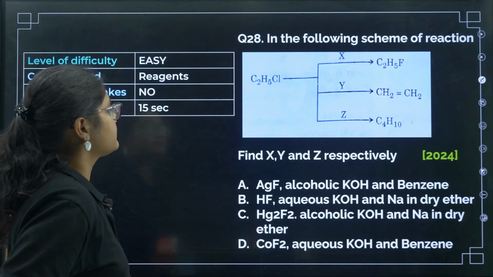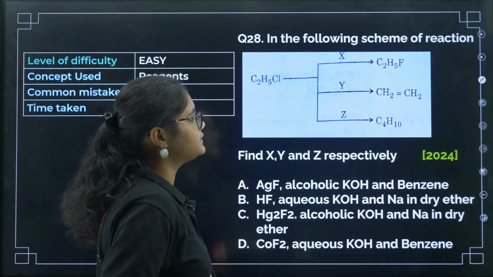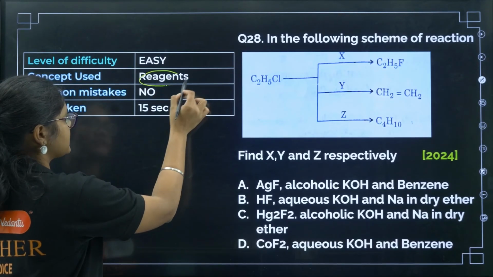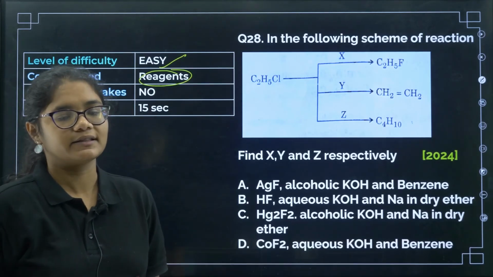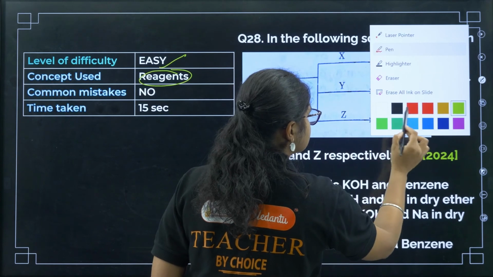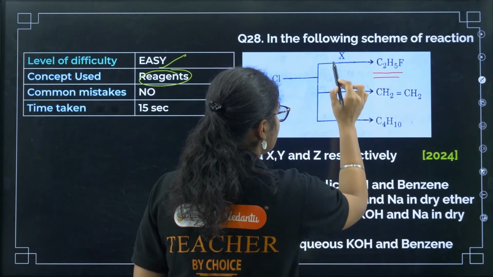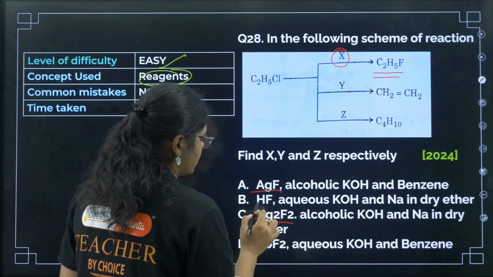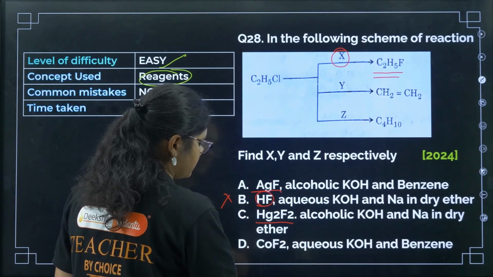Okay. Next, question number 28. In the following scheme of reaction, you just need to identify the reagents correctly. Easy question if you have learned the reagents correctly. For this one, fluoroalkanes, this is the Swarts reaction. We need metallic fluorides, so AgF, Hg2F2 will work. HF will not work. Option number B we can eliminate.